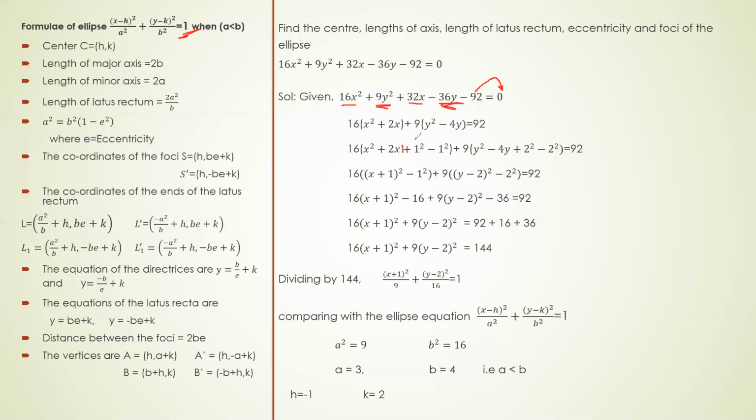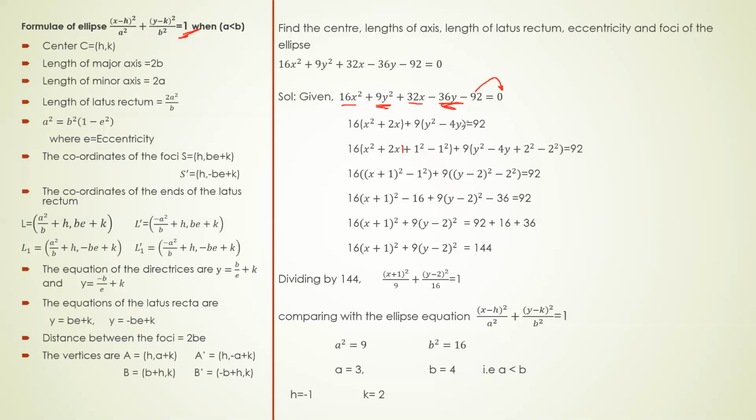When I'm adding 1 square, I have to subtract 1 square because I have to maintain this equation. From the above step, I have to have the same relation, isn't it? So when I'm adding, I should subtract also. Then similarly, I will do this with the other part also, that is 9 as it is.